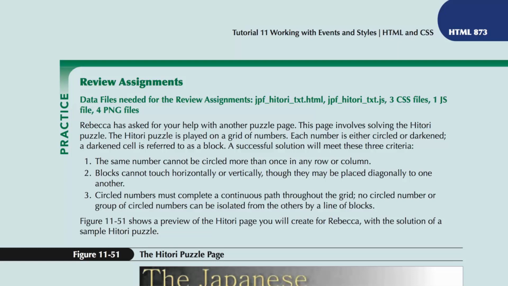A successful solution will meet these three criteria. The same number cannot be circled more than once in any row or column. Blocks cannot touch horizontally or vertically, though they may be placed diagonally. Circled numbers must complete a continuous path throughout the grid. No circled number or group of circled numbers can be isolated from the others by a line of blocks.